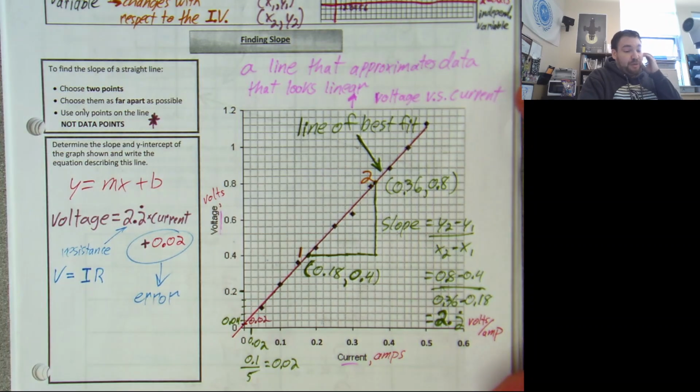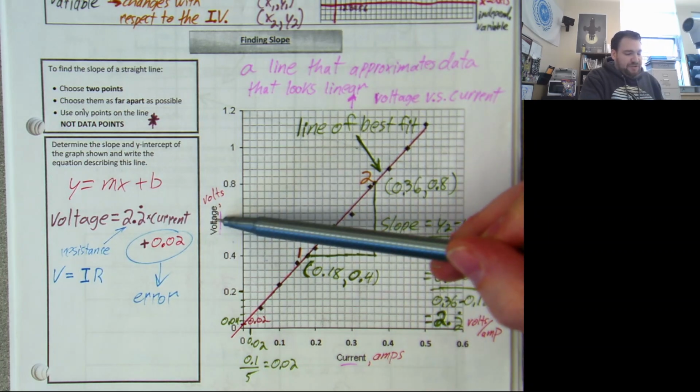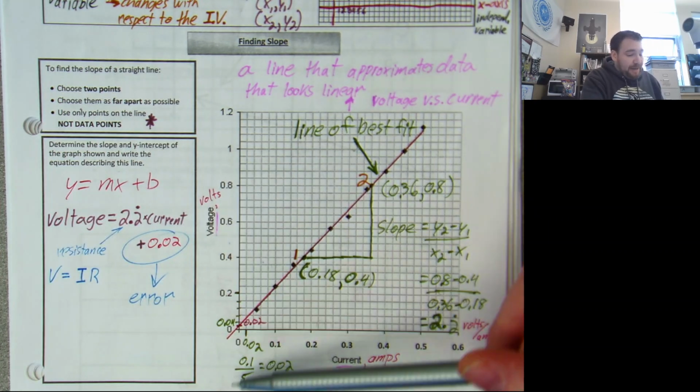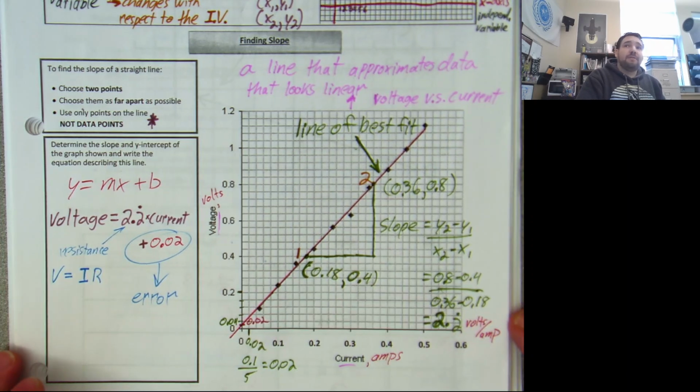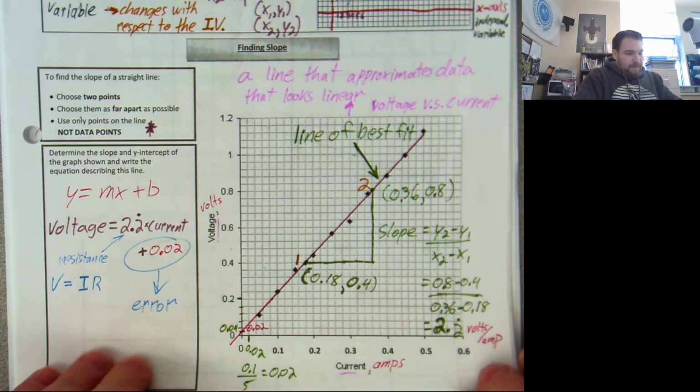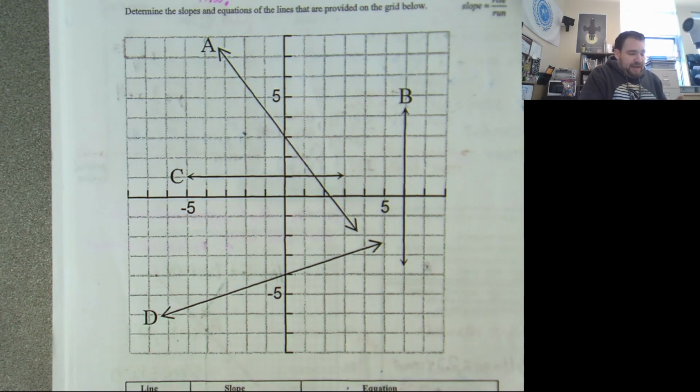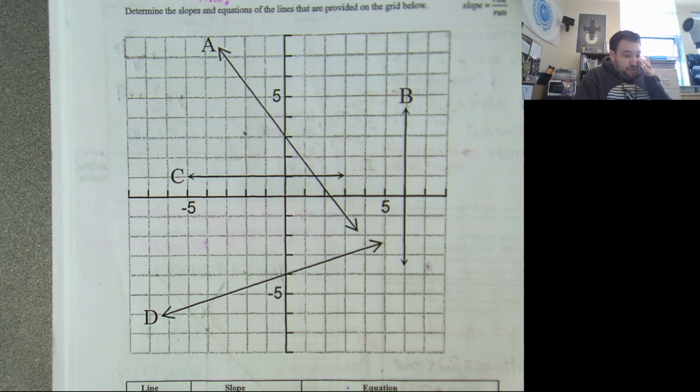Your graph needs to include all of the pieces that you've got here. You've got a title. You've got labels on both your axes. You want to pick good scales. So let's flip ahead. And Kai, you wanted to know, so this was the page I gave you first for homework, determine the slopes and the equations of the lines.